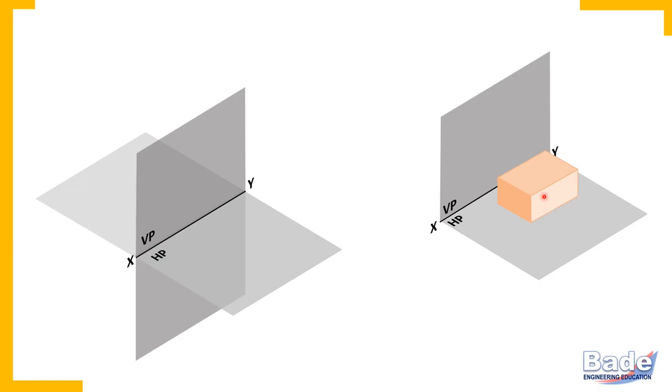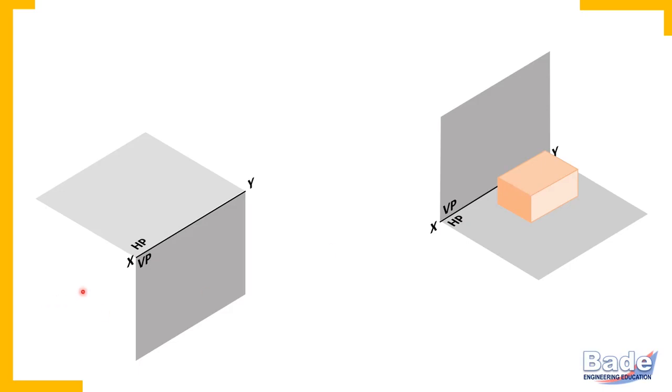it is placed in such a way that its major surfaces are parallel to the reference planes. For example, here the simplest possible 3-dimensional body is considered, a rectangular block. In this case, the rectangular block is placed in such a way that its major surfaces are parallel to VP, parallel to HP. Its top surface, check, it is parallel to HP. Its front surface, check, it is parallel to VP. So this is how an object is placed so that its major surfaces are parallel to reference planes.